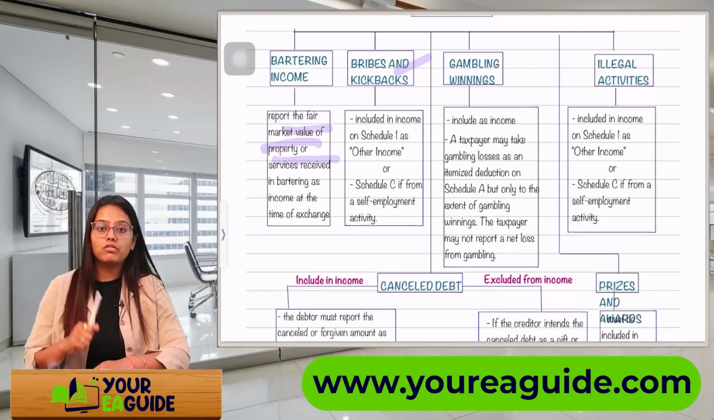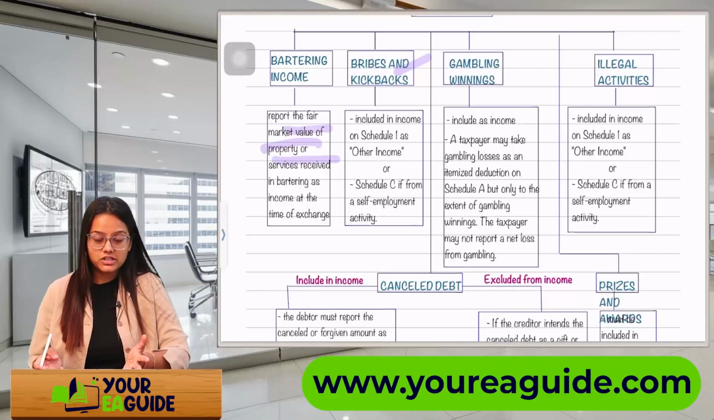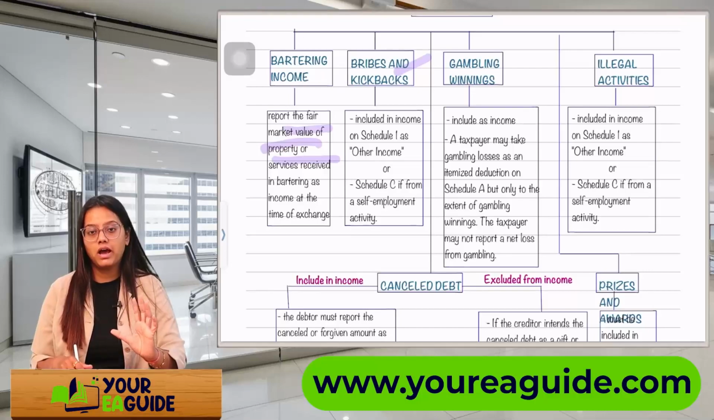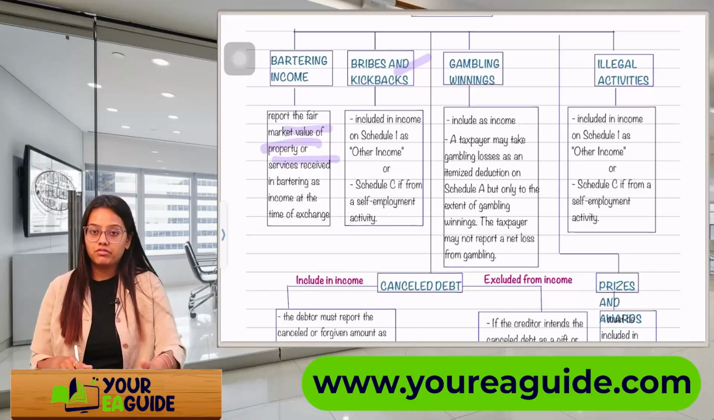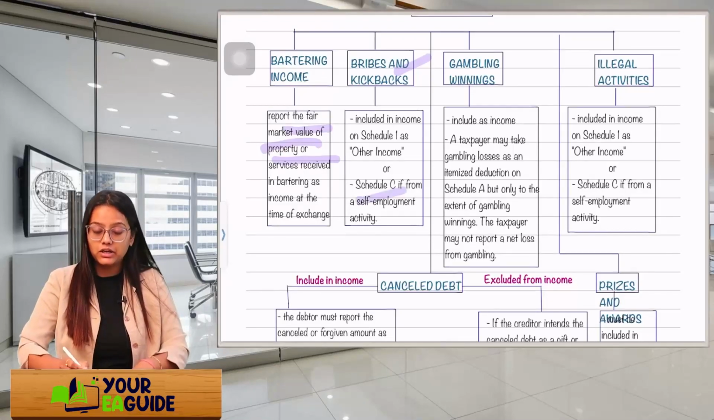Okay, next one is bribes and kickbacks. It is always included in other income. No one is going to mention it specifically to the CPA or EA that we have taken a bribe. But in case it is found by the IRS indirectly, they will issue you a notice and you'll have to pay the interest, penalty and everything, and it should be included in your income. If you have taken bribes or kickbacks for your business, include them in Schedule C.